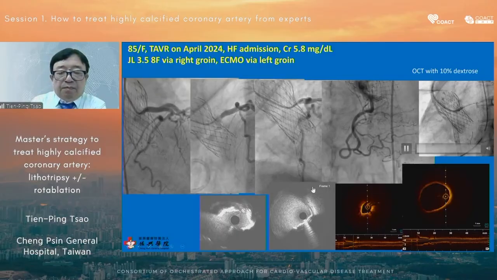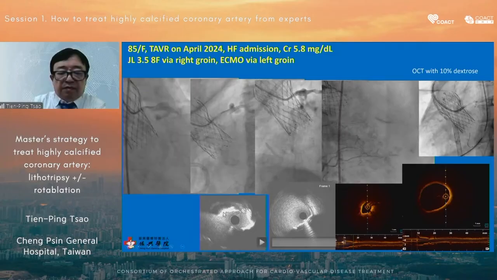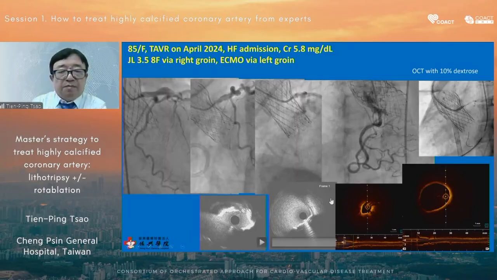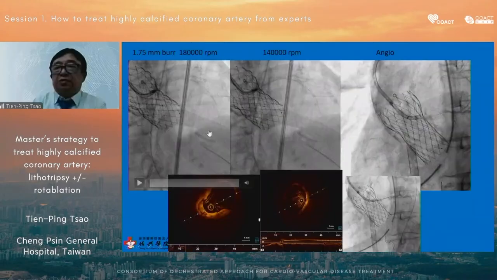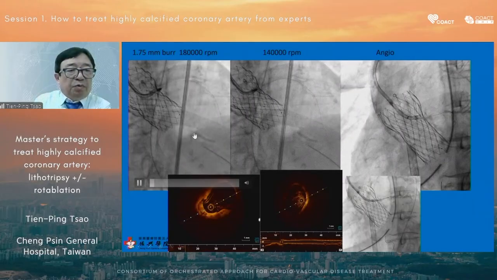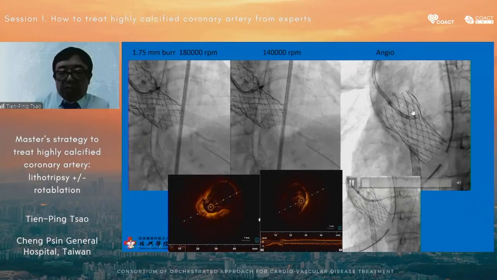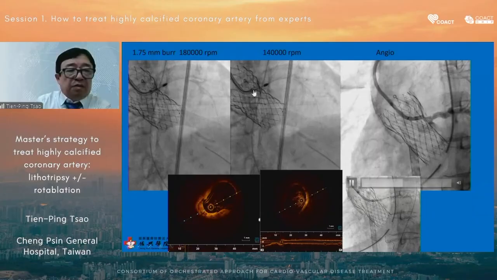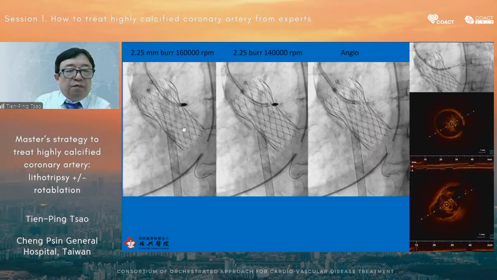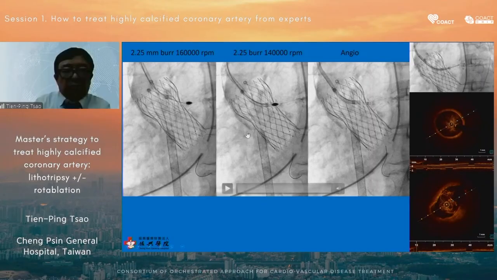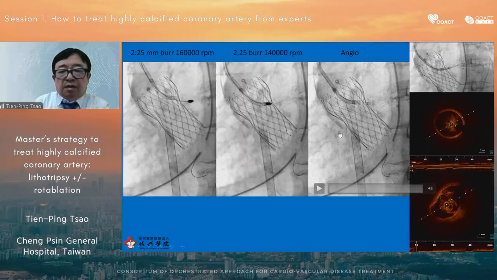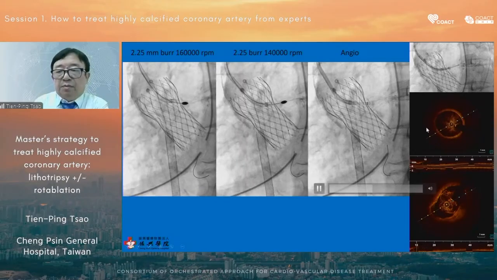You can see from the OCT, it is very calcified at the left main ostium. Sorry, because of the time I'll speed it up. This is 1.75 burr, to break the left main ostium. And then we use 2.25 to break the ostial left main. And this procedure was supported by the ECMO.